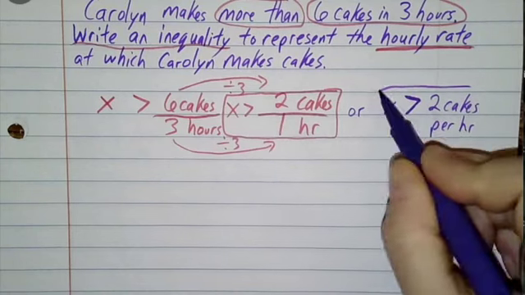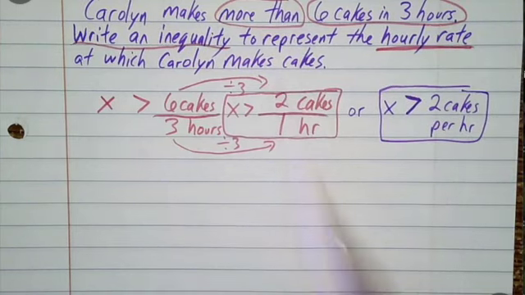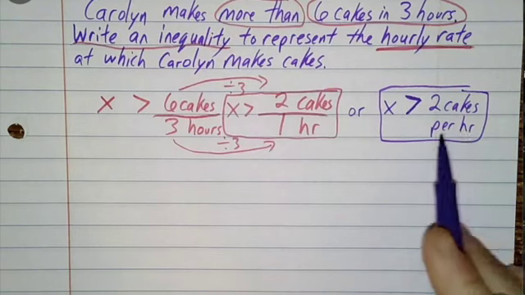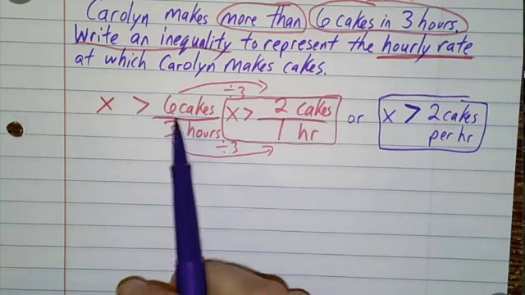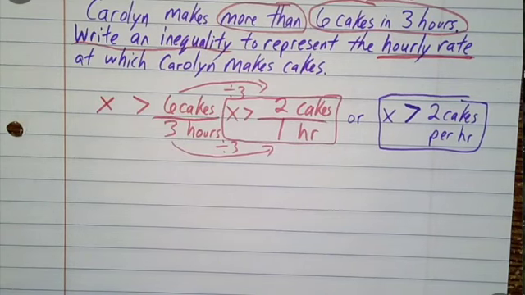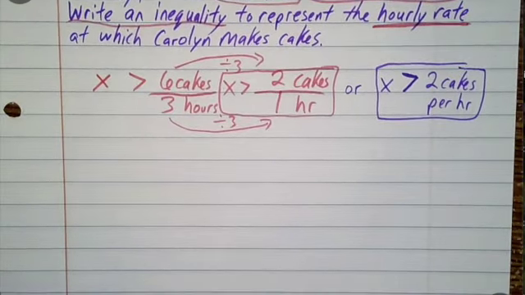Why do we have to have greater than? Because it says more than. Why did it have to be 2 cakes per hour? Because they asked for hourly rate. So you start with what they gave you, and then we just made our ratio smaller to the rate. Let's do another example.